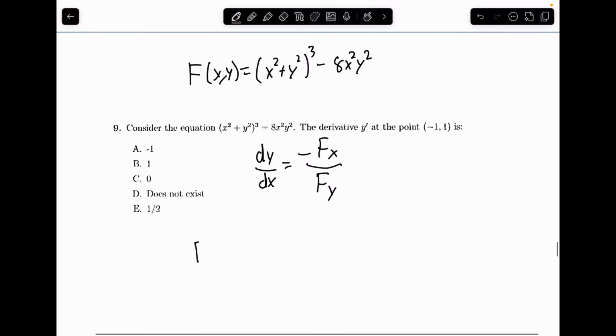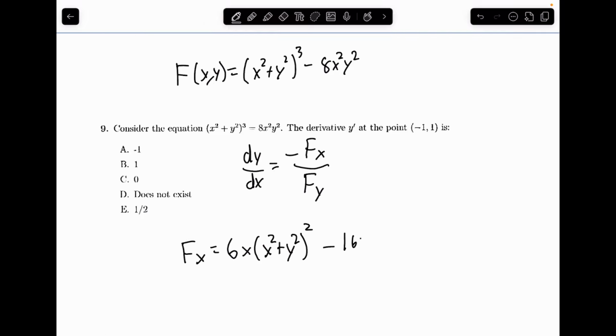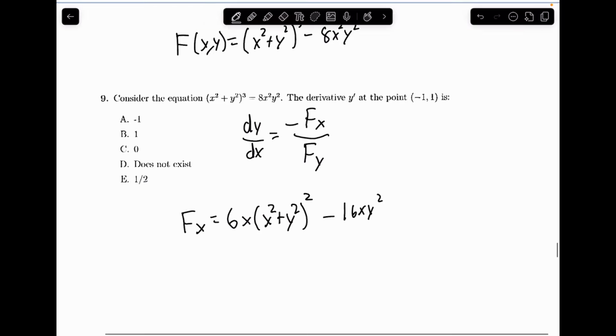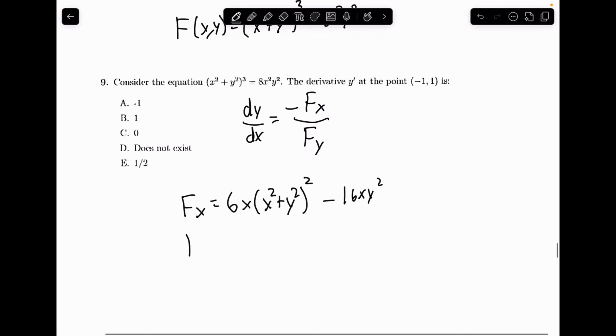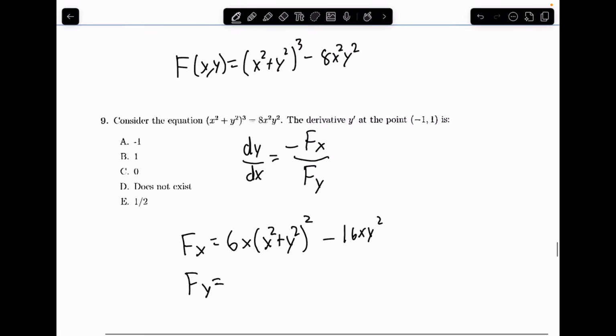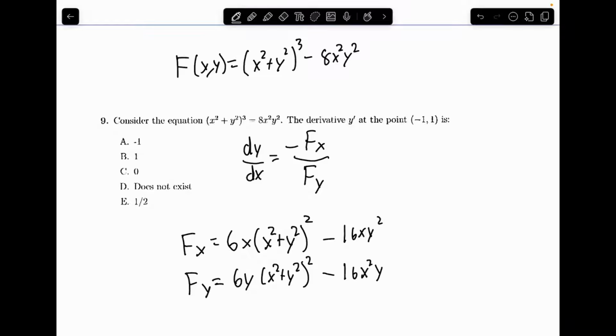The x partial of F is going to be equal to, remember chain rule, 6x times (x squared plus y squared) to the second power, and then minus 16x y squared. Cool. Did I do that right? Hopefully. And the y partial of F is going to be equal to 6y times (x squared plus y squared) squared, and then minus, same thing, just different, 16x squared y this time.